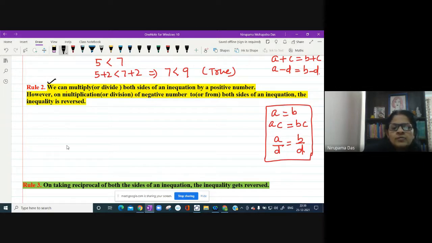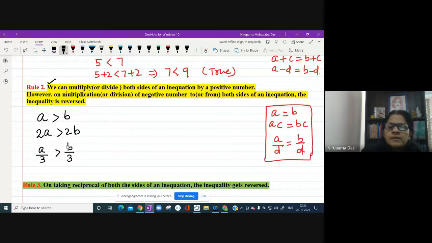But here we have two parts. First part, we can multiply both sides of an inequation by a positive number, or we can divide both sides of an inequation by a positive number. It means, let me write here a greater than b. Now if I multiply by 2, 2a greater than 2b, it's fine, no change in the inequality. Or if I write a by 3 greater than b by 3, it's also fine.